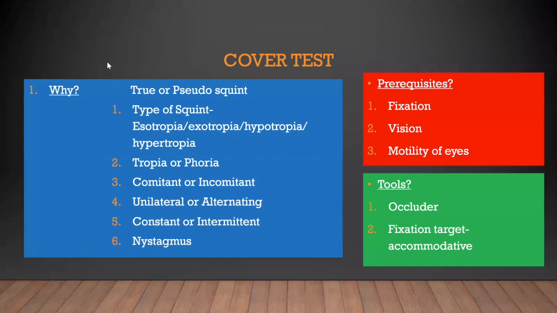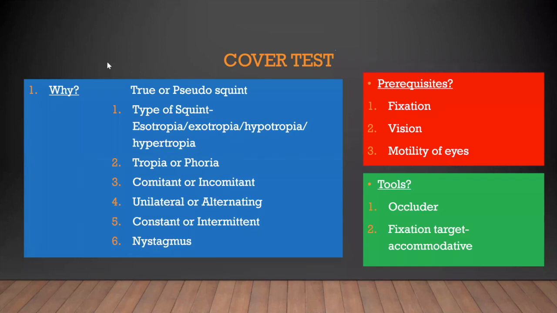Then you have to decide between comitant or incomitant. Comitant means it is the same in all directions or all gazes, and incomitant means it is differing in different gazes. Unilateral versus alternating, constant versus intermittent, and whether they have nystagmus. So everything that you wanted to know about the squint, largely you can come to know if you just know how to do a simple cover test.